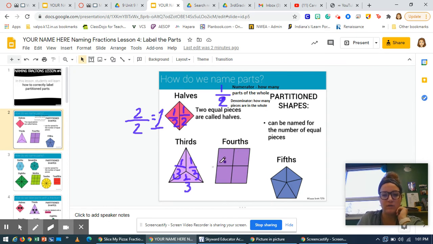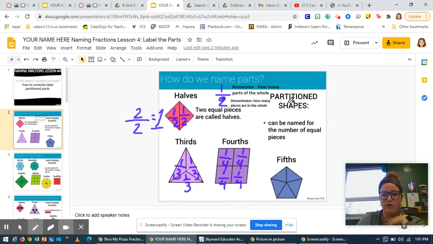Let's look at fourths. So this piece right here is 1 part out of 1, 2, 3, 4 total, so 1/4. And this part is 1 part out of 4 total. This piece is also 1/4. And this piece is also 1/4.